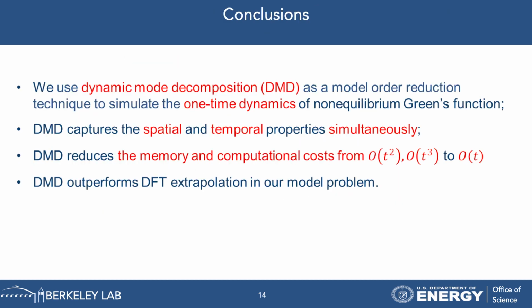Here are the summaries of my talk. We use DMD as a model order reduction technique to simulate the real-time dynamics from the non-equilibrium Green's function. And the advantage of it is that it can capture the spatial and temporal properties simultaneously. DMD reduces both the memory and computational costs to order t so that we can evolve the system for a longer time. And in our model problem, DMD outperforms DFT extrapolation.